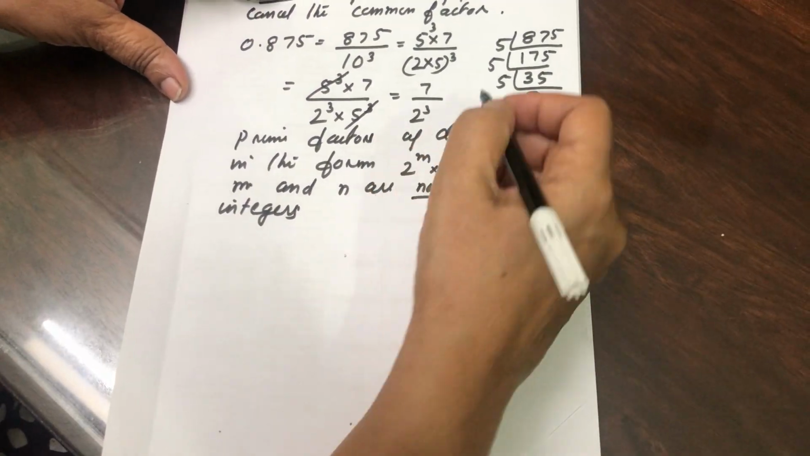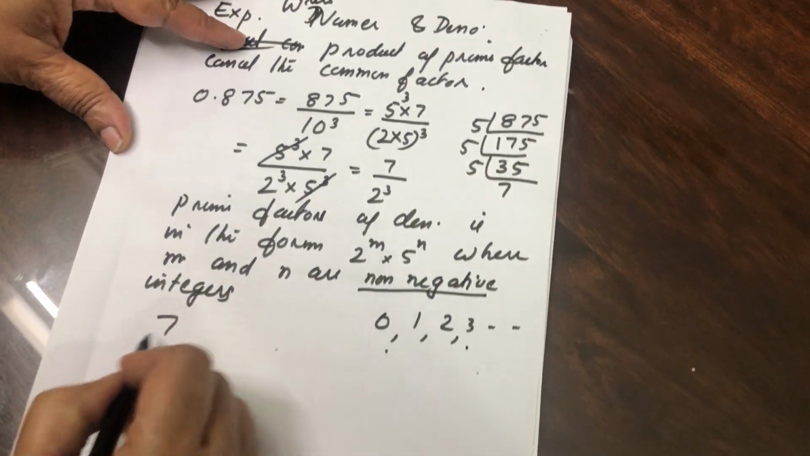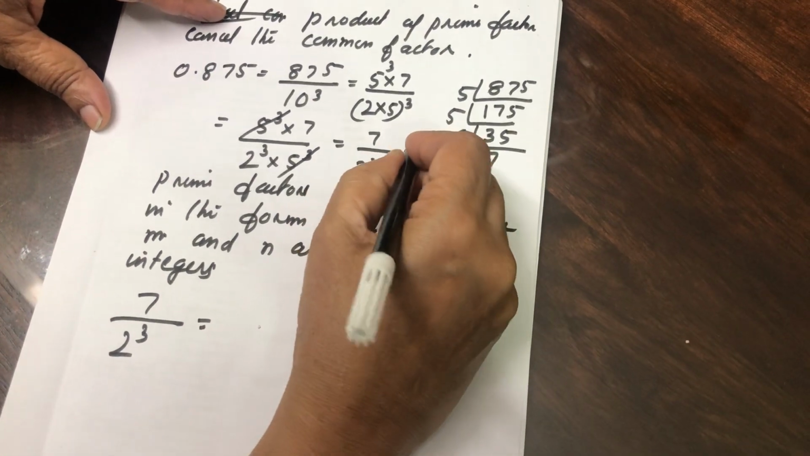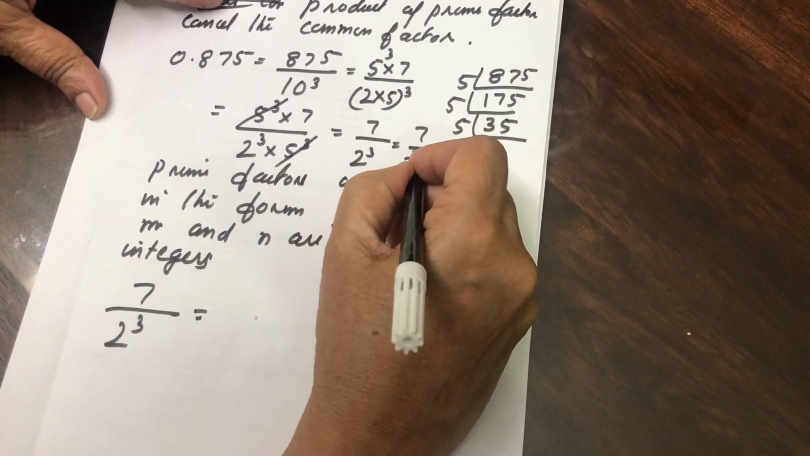And now you see here 7 by 2 raised to 3.